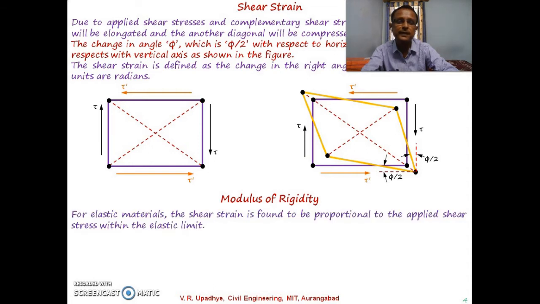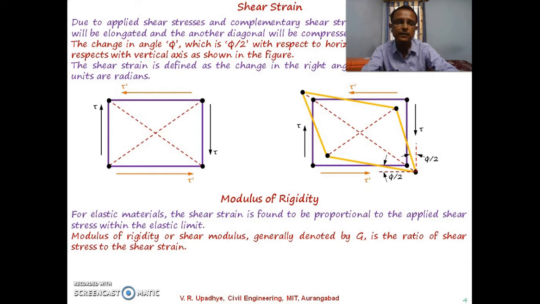In addition to that, like Young's modulus, the constant between shear stress and shear strain within the elastic limit is called the modulus of rigidity or shear modulus, and we denote it by capital G. So capital G is equal to tau divided by phi, where tau is the shear stress and phi is the shear strain. This much discussion we have done in the last lecture.